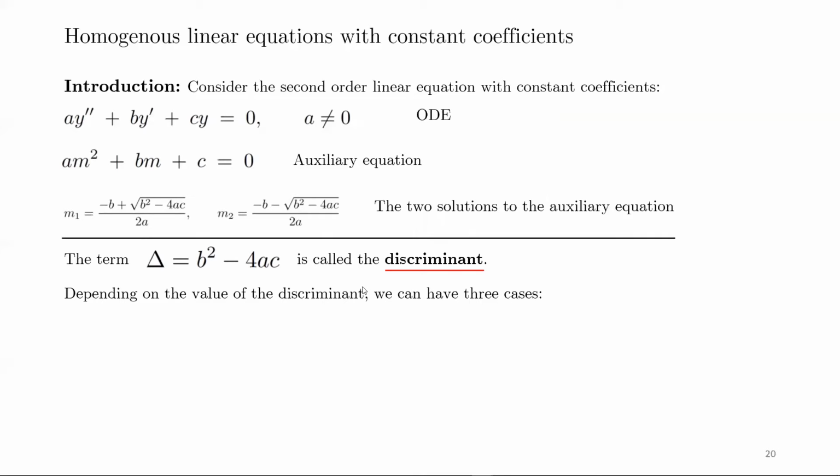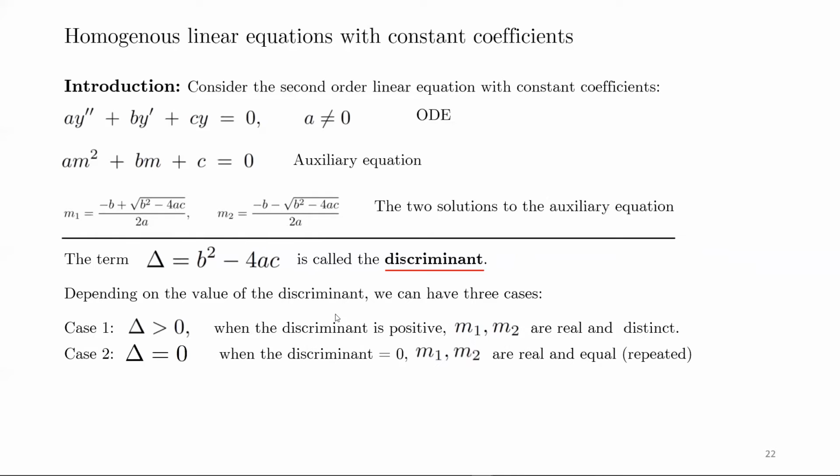We can have three possible cases. Case 1: if the discriminant is greater than 0, m1 and m2 are real and distinct. The two roots of this auxiliary equation give us two real numbers not equal to one another, because when the discriminant is positive, the square root of the discriminant gives us a real number. So in case 1, with the discriminant positive, the two solutions to the auxiliary equation are real and distinct, two unique numbers.